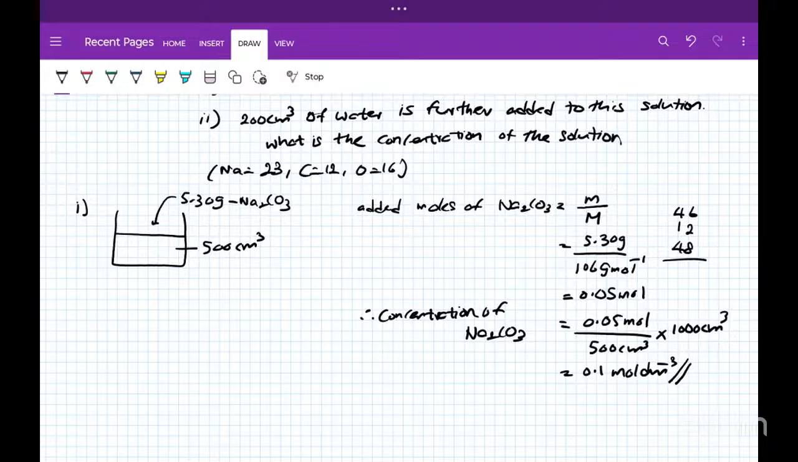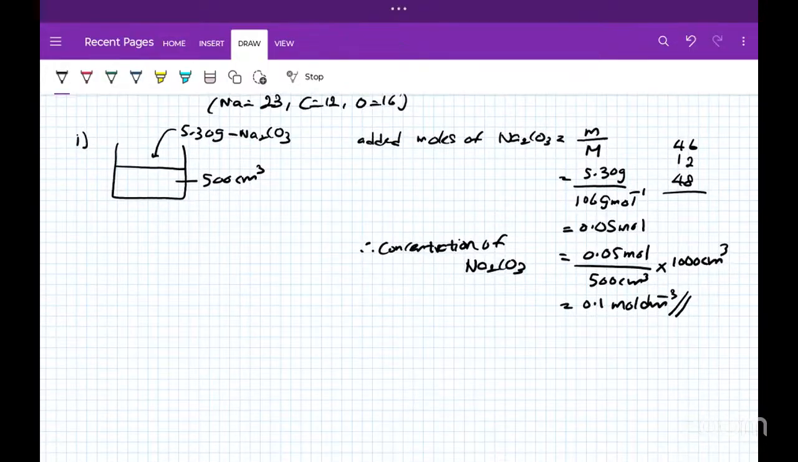So the concentration of sodium carbonate in the initial mixture, when 500 cubic centimeters is mixed, is 0.1 moles per cubic decimeter. Right? Now we have 500 cubic centimeters of water. Within this one, we have 0.05 moles of sodium carbonate.